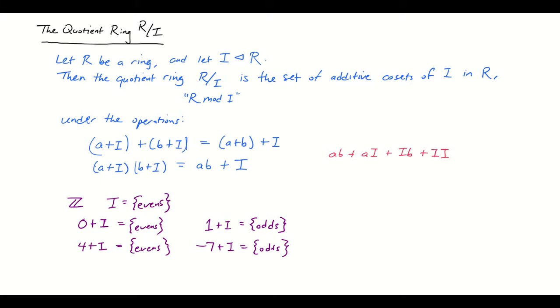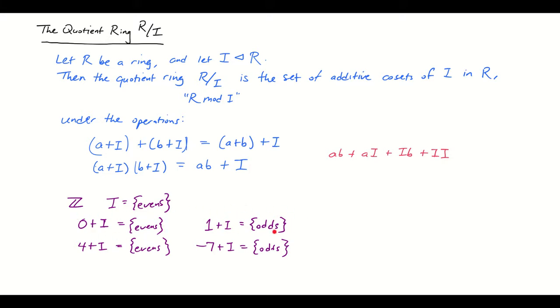The reason I'm bringing this up is that when I define these operations of addition and multiplication, these definitions appear to be name dependent. In other words, when I'm adding the cosets A plus I and B plus I, the result depends very much on what A is and what B is. Or at least it appears to depend. We have to prove that it doesn't really depend all that much. Similarly with multiplication, the result I get, AB plus I, appears to depend on what my A and B are.